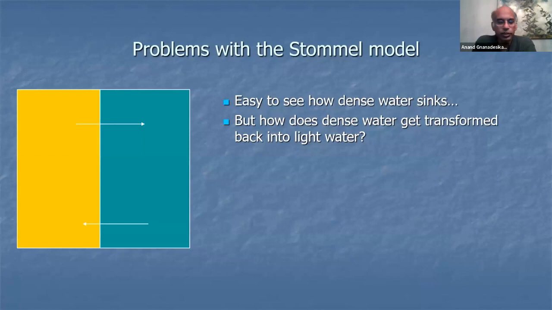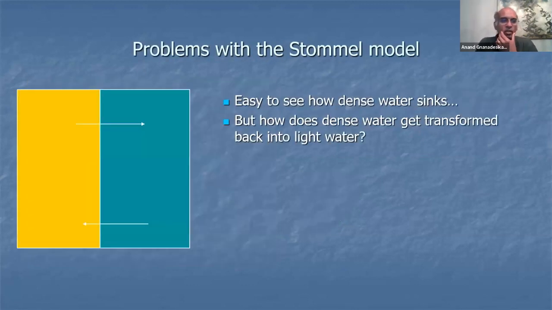Now, the Stommel model is extremely powerful. It's a pedagogically useful model. You can solve it. I give it to my undergraduates to solve. But there's some problems with it. It's very easy to see in the Stommel model how dense water sinks. Dense water sinks, just like hot air rises. But how does that dense water get transformed back into light water?